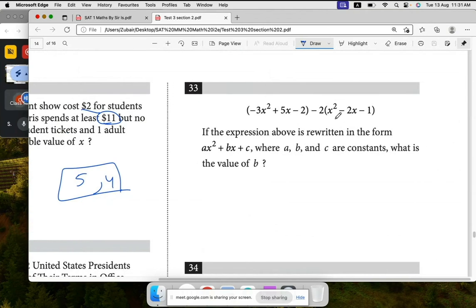Question 33. If the expression above is rewritten in the form shown, where A, B, and C are constants, what is the value of B? So we just simplify and compare. 3x square minus 2x square is minus 5x square. 5x plus 4x is 9x. Minus 2 plus 2 is 0. So b is the coefficient of x, that is 9.